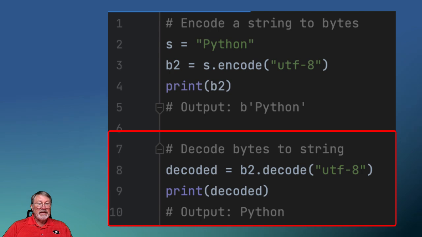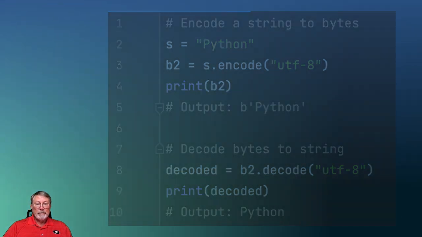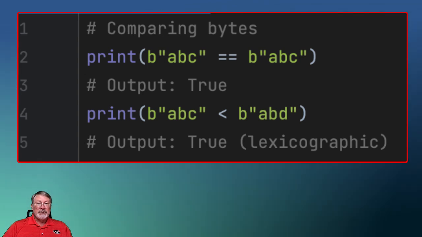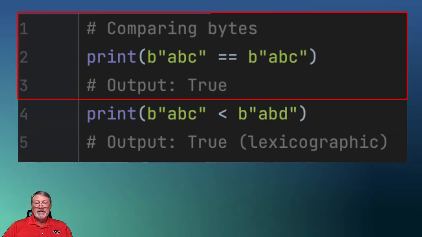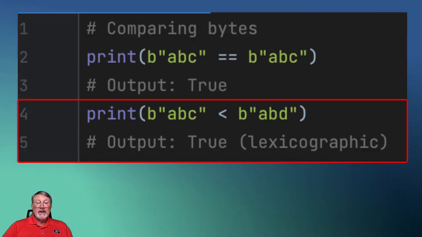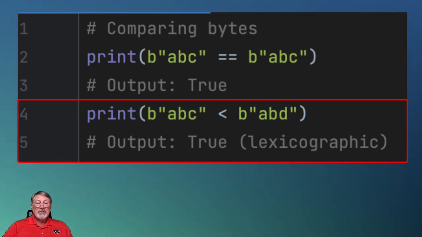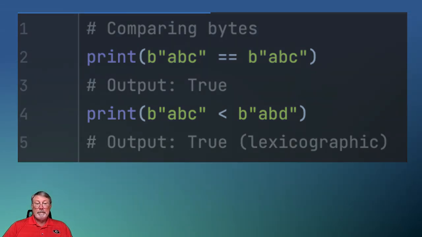The bytes data type can be used in many comparison expressions. Here you can see an example of using it with an equal comparison and with a less than comparison. Lexicographically, you can see that ABC is less than ABD.